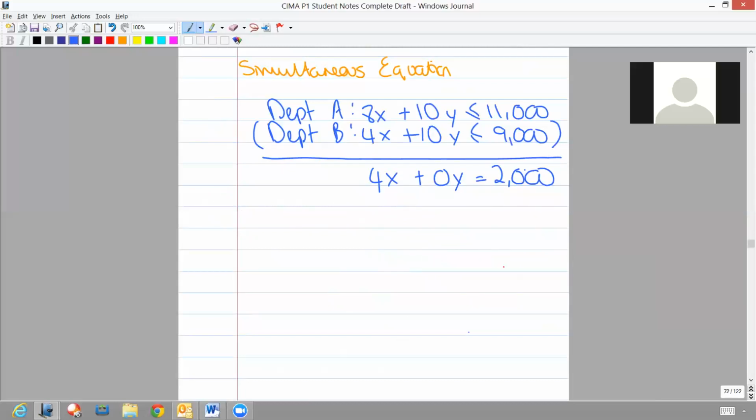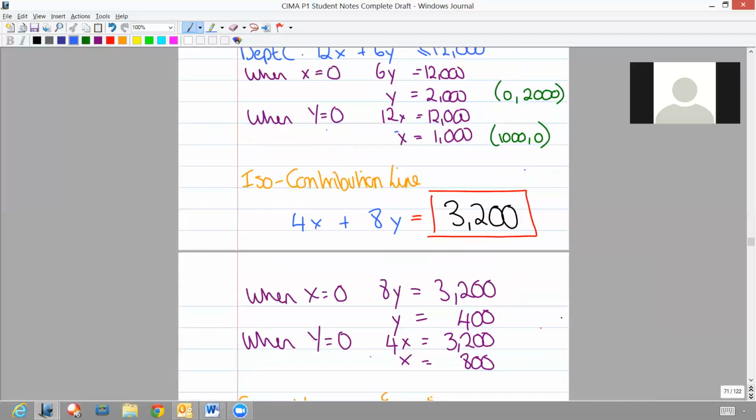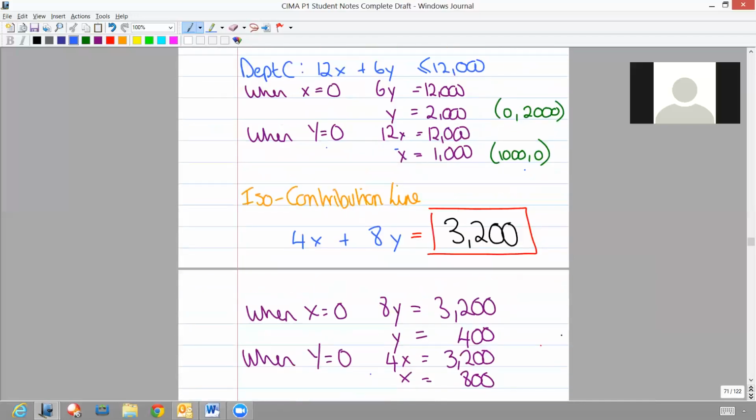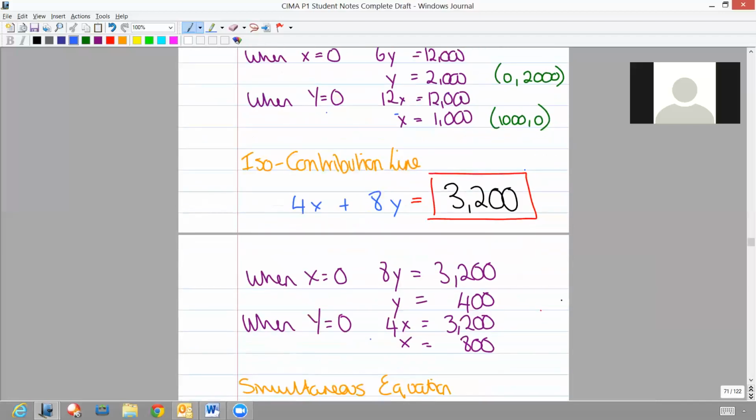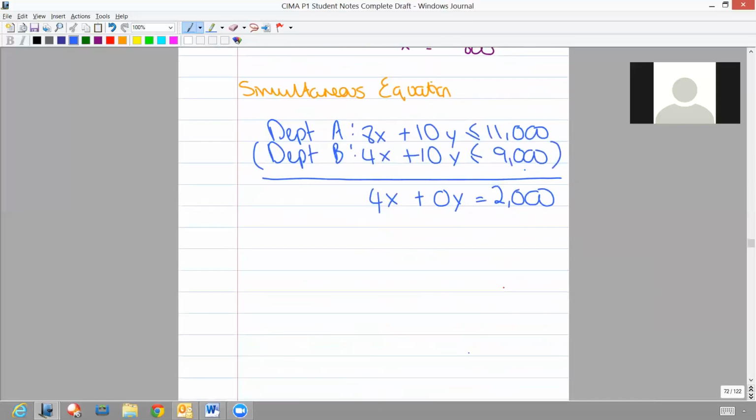If you think about the calculations that we've repeated now 4 times, we're going to repeat this same calculation again. We now know that if one of them equals 0, we can figure out what the other one is. Therefore, here, because y equals 0, we know that 4x must equal 2,000. Therefore, the value of x is 500.